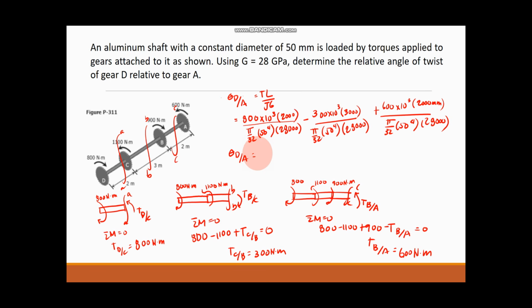So it is equal to 0.111 rad. So multiply lang natin siya by 180 divided by pi. So it is equal to 6.34 degrees. So the answer is 6.34 degrees. The relative angle of twist of gear D relative to gear A is 6.34 degrees.